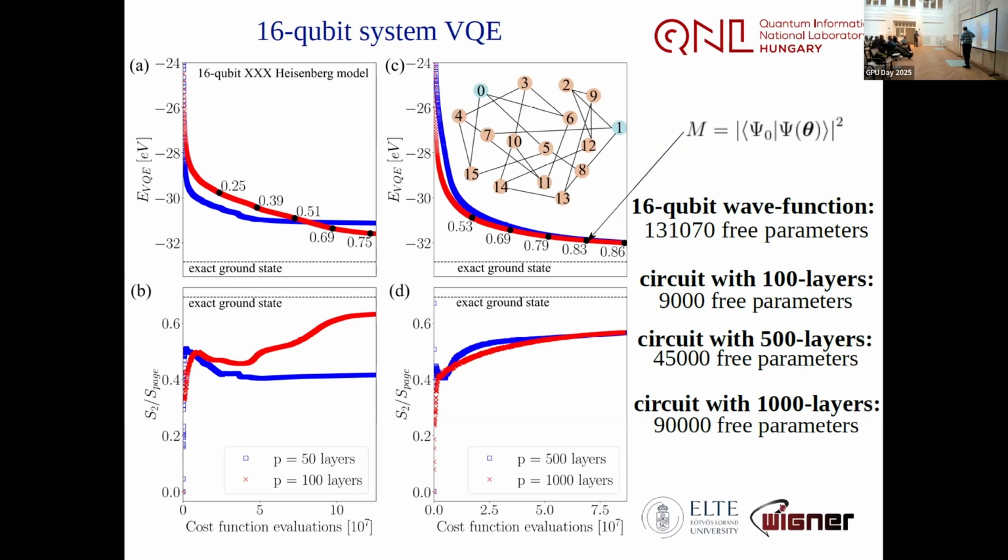You need to look at the very first row, where the cost function is shown as a function of the cost function evaluations. And you can see that even with 1000 layers, the number of free parameters is below what the wave function has. So the circuit is still over-parameterized. So we are not expecting to hit the exact target state, but you can see that we are getting close to it.